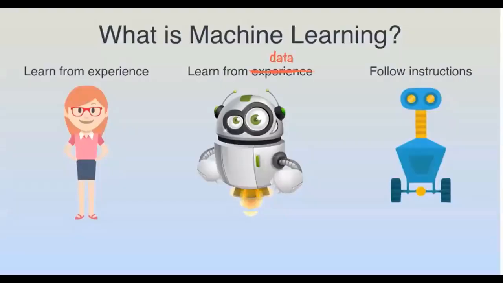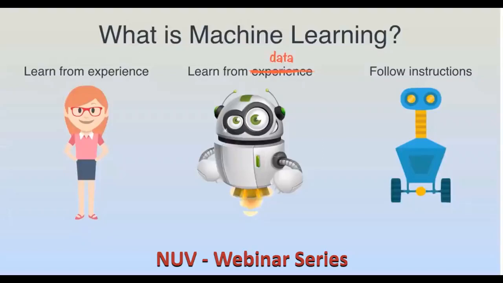As humans, we learn from experience, and in machine learning, a machine learns from data. In traditional programming, the machine learns from the instructions, whatever instructions we give to the program while creating the software, and the machine directly follows the instructions. So machine learning learns from the data.